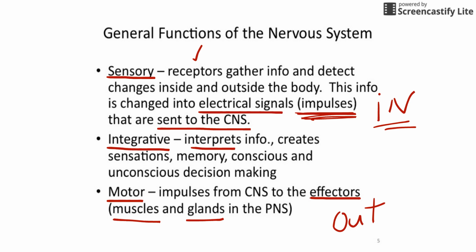We can detect things, okay, with the sensory function. We can control things, like control your muscles and glands, and we can also think and process and make sense of all of the environment and things around us.